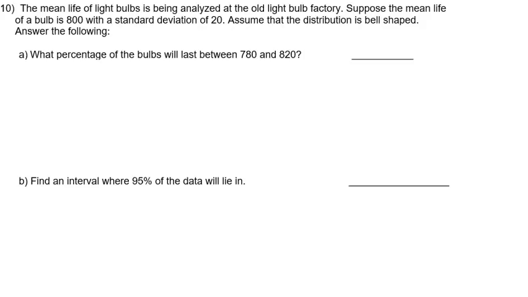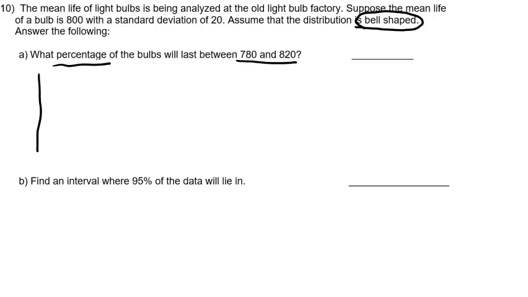Once again, you should be pausing the video, reading the problem, working it out. All right, so we have a problem here where, again, we are associating the percentage of data to a given interval. Well, this time we see a very important word here, and that is bell-shaped. So we are going to be working with the empirical rule here, the empirical table.